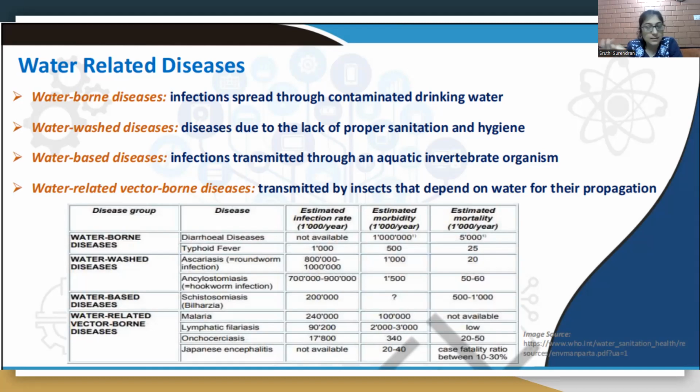So such diseases come under water wash diseases. Now, what are water based diseases? Water based diseases are diseases that are caused by aquatic invertebrate organisms like parasitic worms. This disease called schistosomiasis is caused by a parasitic worm.